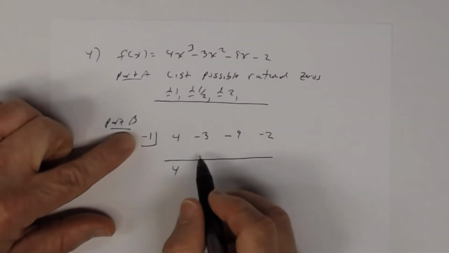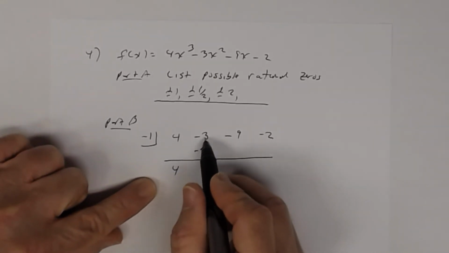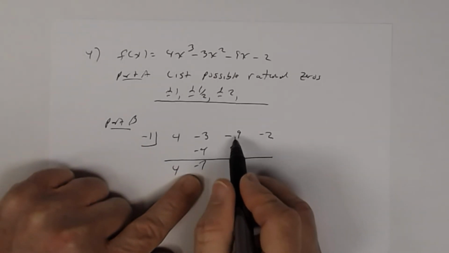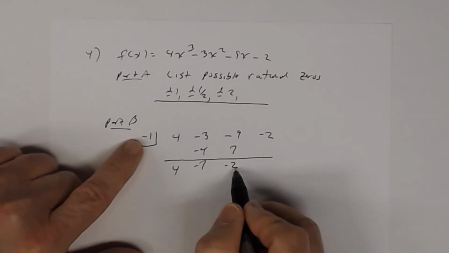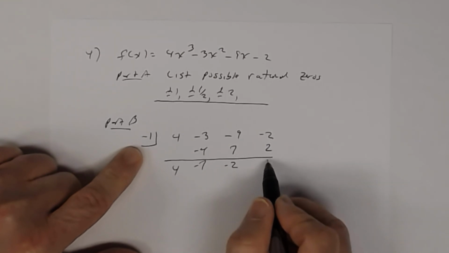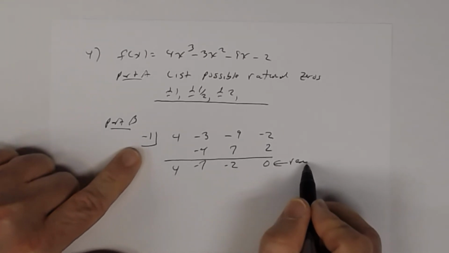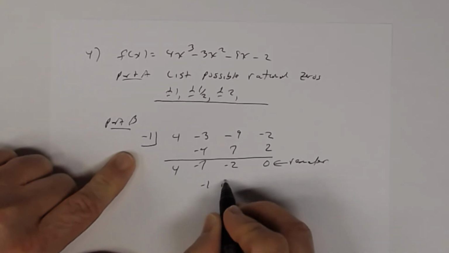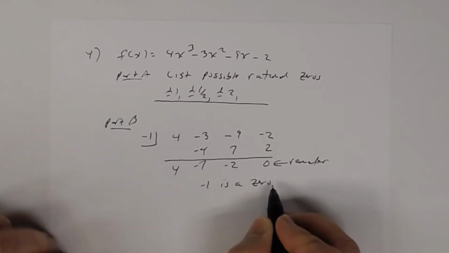Okay, 4. Negative 1 times 4 is negative 4. Add, I get negative 7. Negative 1 times negative 7 is a positive 7. Add, you get negative 2. Negative 1 times negative 2 is a positive 2. Add, you get 0. So there's no remainder. I found right away that negative 1 is a 0.